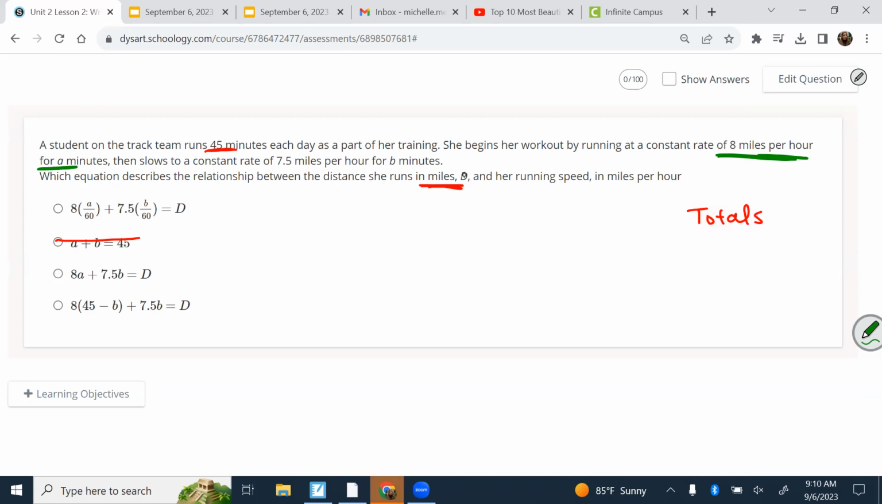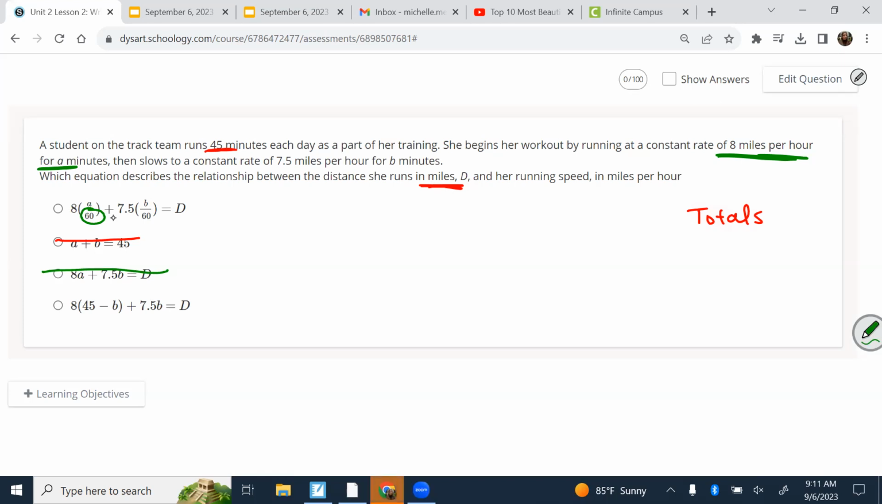Would I do like 8 plus A, 8 minus A, 8 times A, 8 divided by A? 8A, I agree. Because if it's 8 miles per hour for A minutes, but also remember in that last one we just looked at, if it's 8 miles per hour and then it's saying A minutes, what do we have to do with that? With a minute? Right. Divide it by 60. So this one looks like it could be it, but it's missing that part.